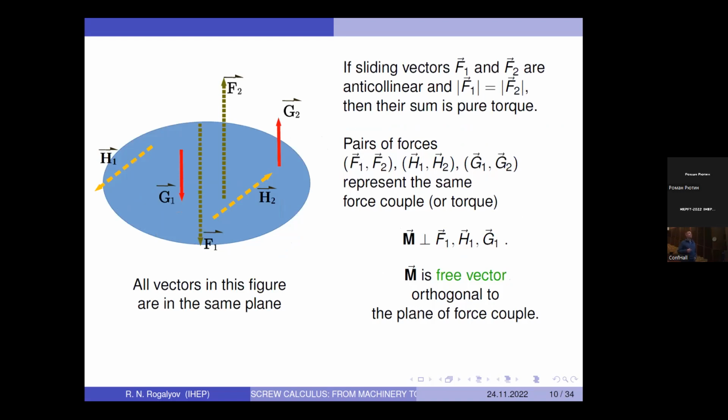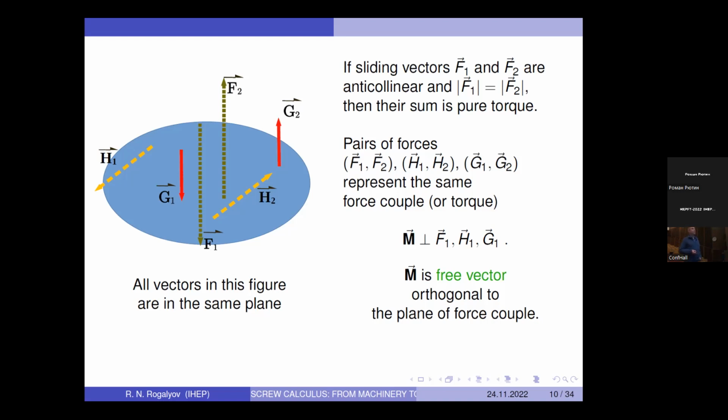And the most interesting case is when the forces are equal to each other in magnitude and directed oppositely to each other. Thus we come to the concept of force couple or torque. It is pure torque, which can be considered as a free vector orthogonal to the plane under consideration. And the sum of two forces is not a force. It is an exceptional case.